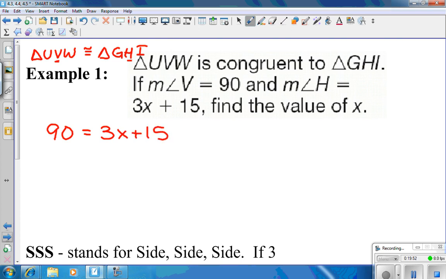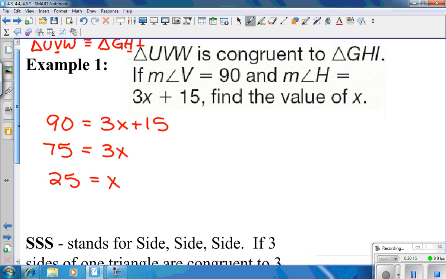Subtract 15 from both sides, keeping your equation equal. Bring down your 75 equals 3x. Divide by 3 to both sides. 25 equals x. So make sure you look at the bold print on your homework because it has congruent statements a lot of times in those. And that's how you find your answers.